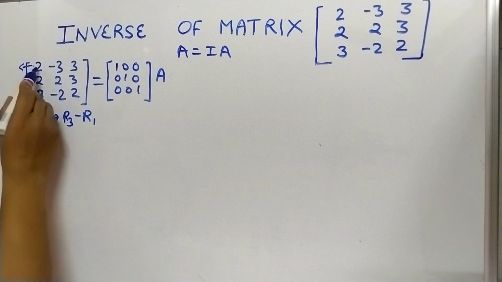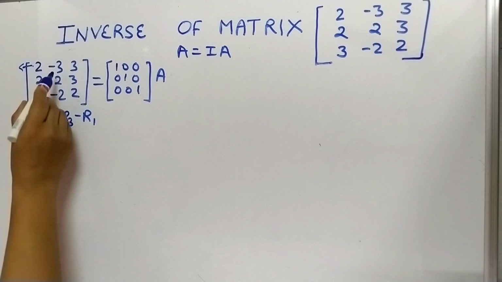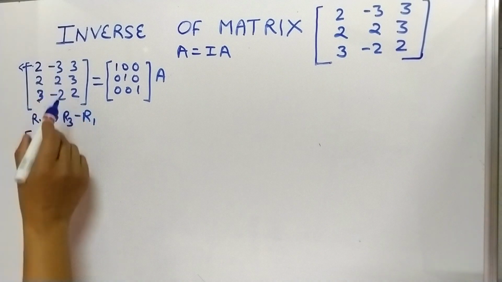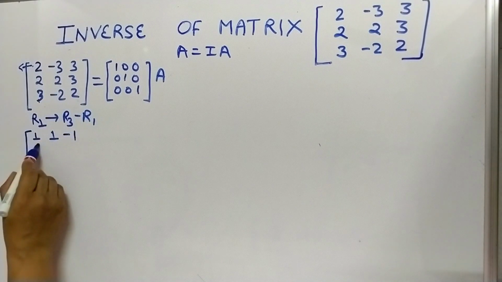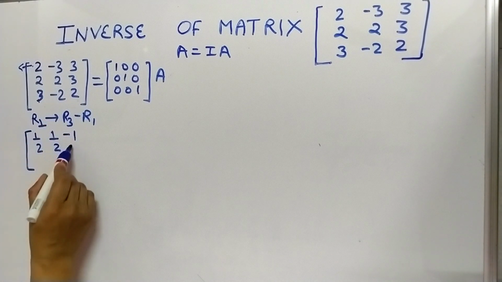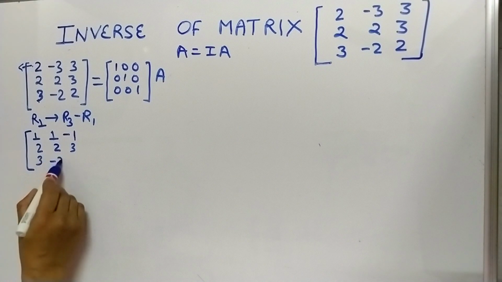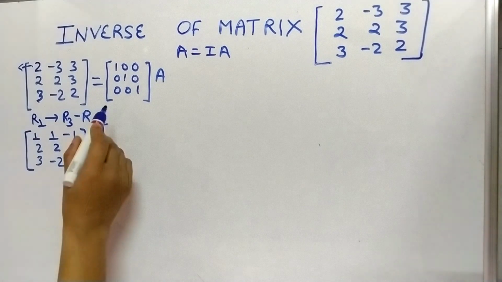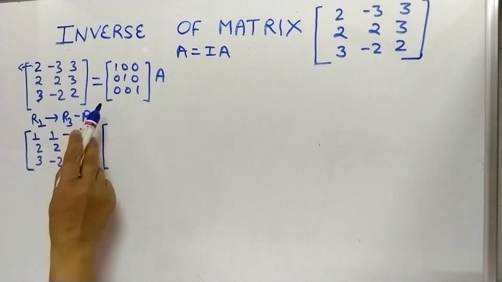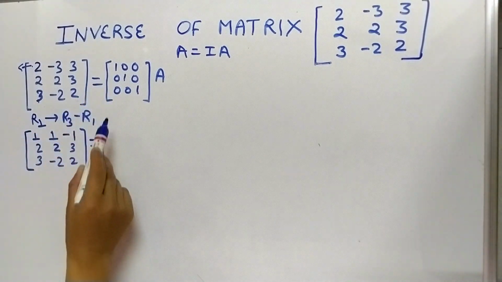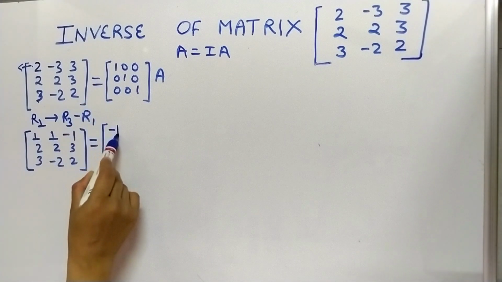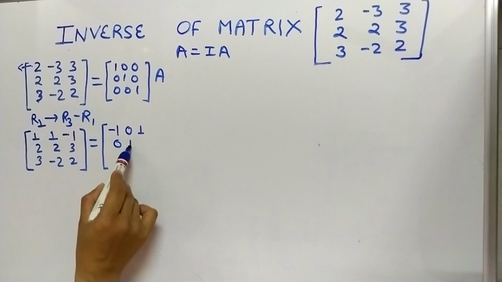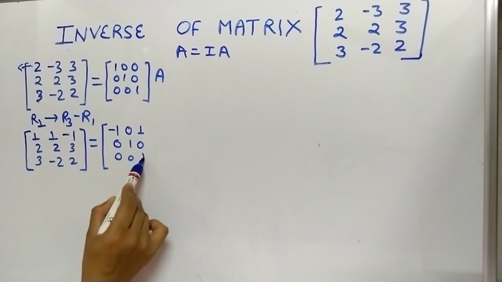So here 3 minus 2 will be 1, minus 2 plus 3 will be plus 1, 2 minus 3 is minus 1. And there is no change in the second row and the third row, so they will come as they are. Now here also we will do the same changes. R1 will become R3 minus R1, so 0 minus 1 will be minus 1, 0, 1 minus 0 is 1, and the other two will come as they are.